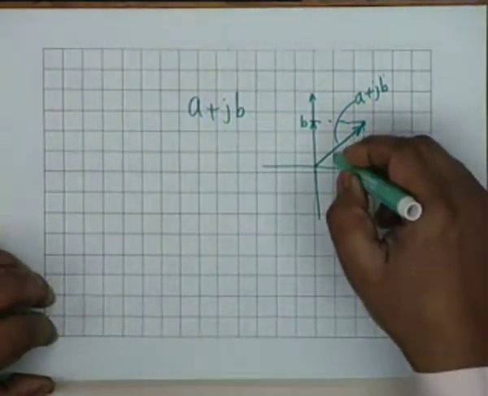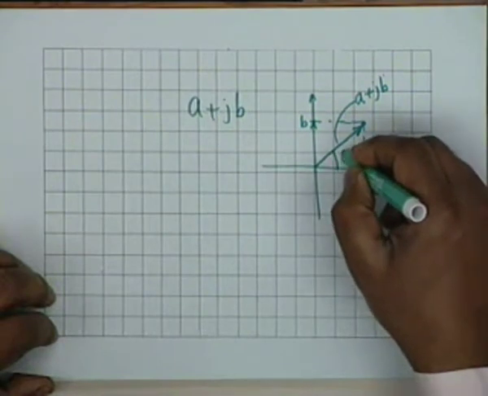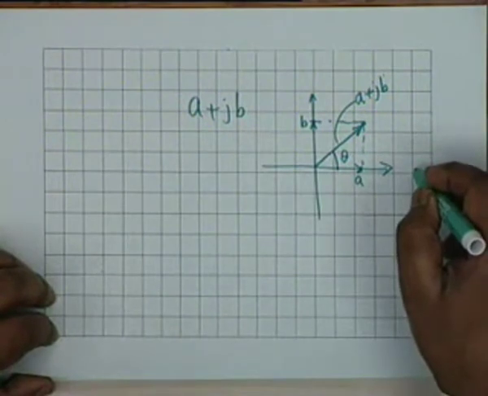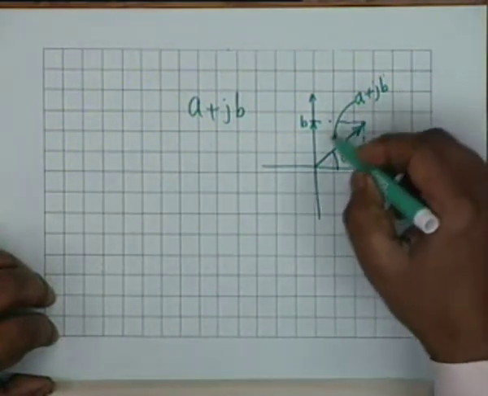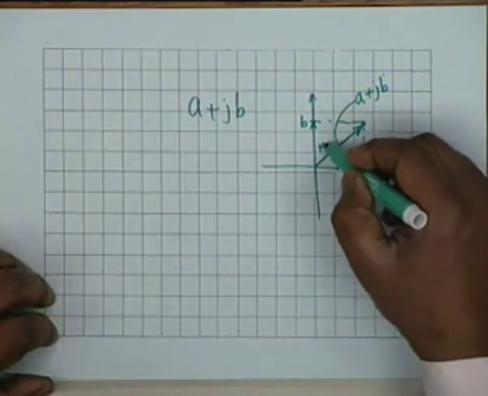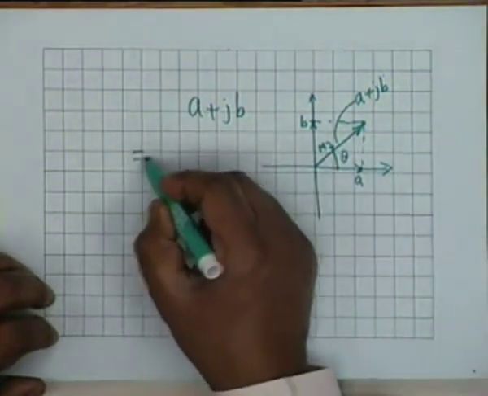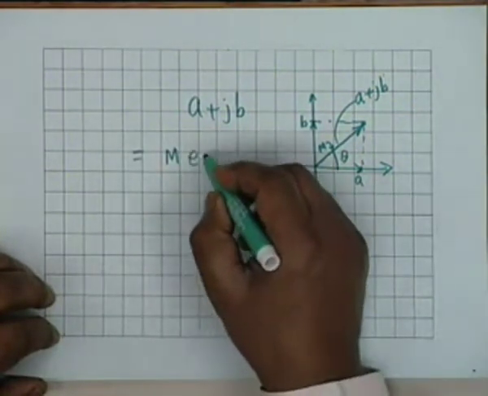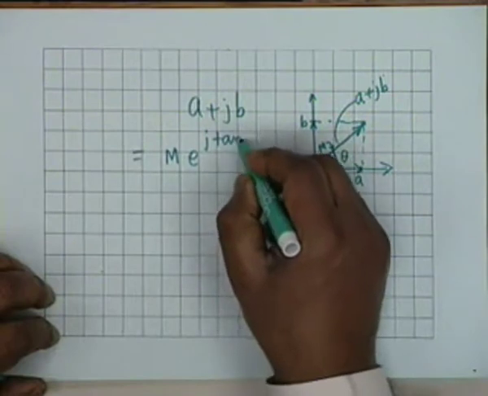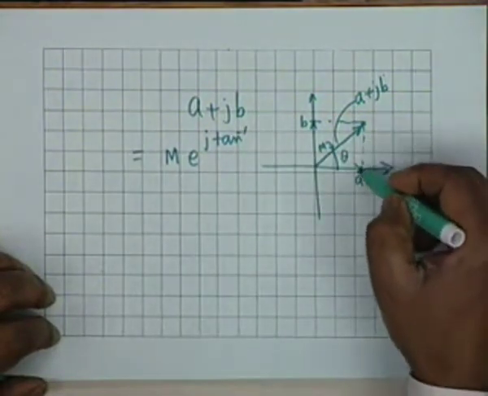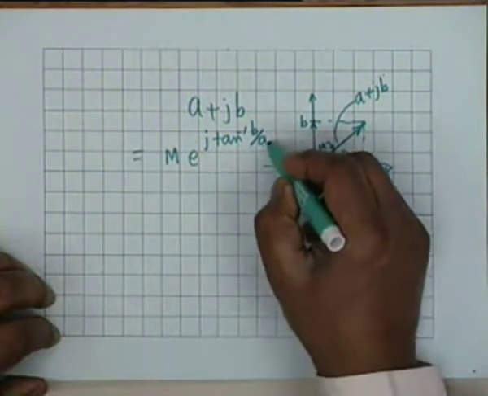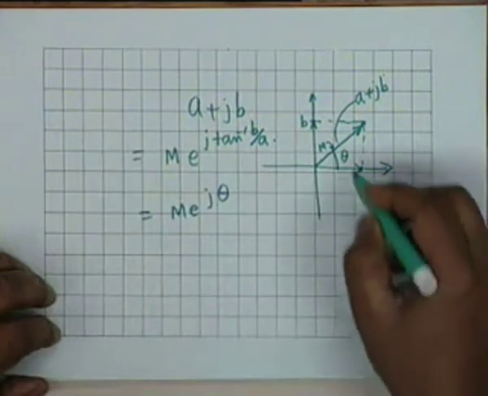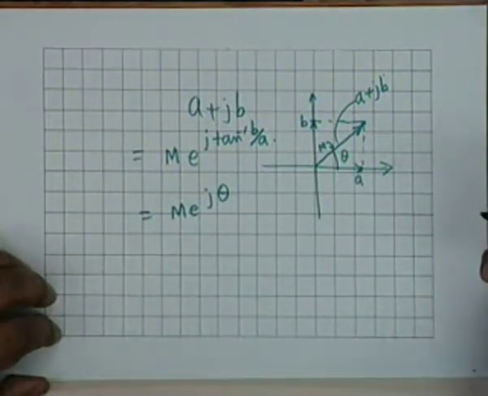You can make a polar representation by saying that if this angle is theta, the angle that it makes with the real axis or the x-axis, and the length of the vector is capital M, then you can represent a plus jb as capital M angle theta, or M e to the power j theta, where tan theta is b by a, so theta is tan inverse b by a. This is a polar representation. We call this e to the power j theta.